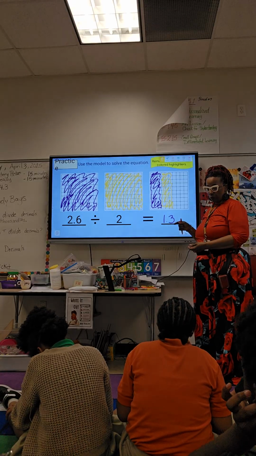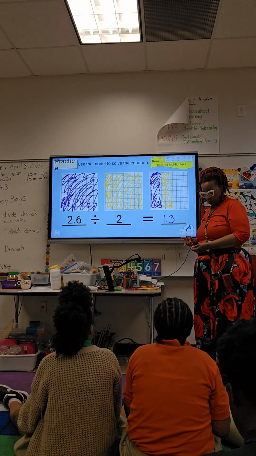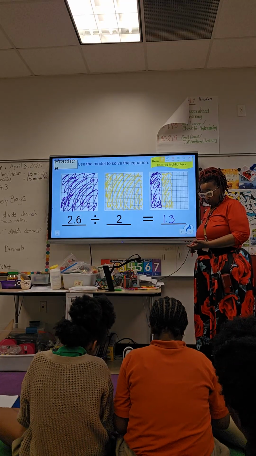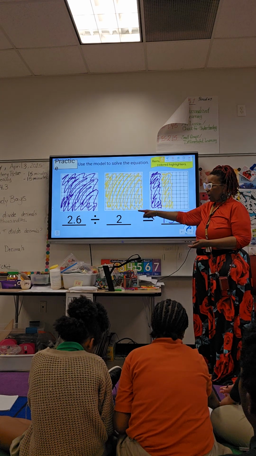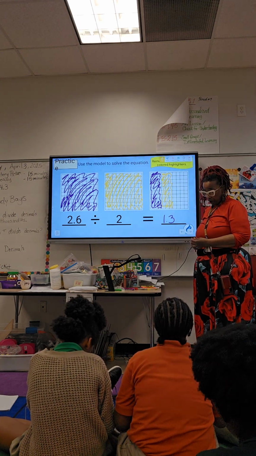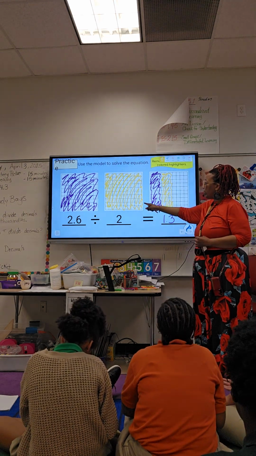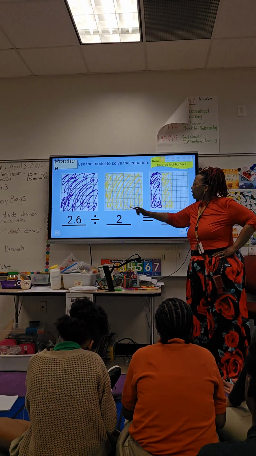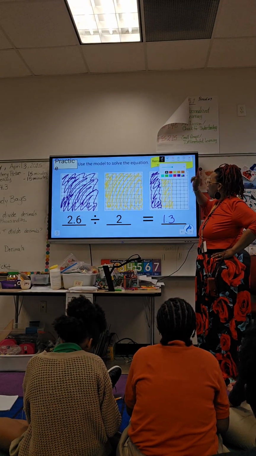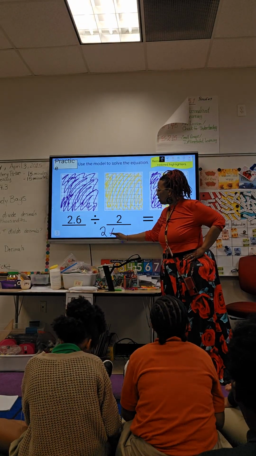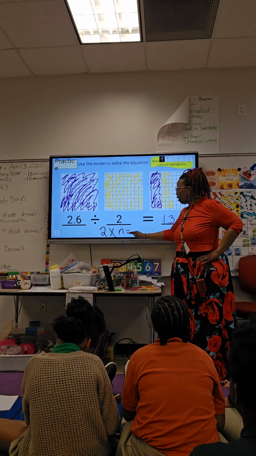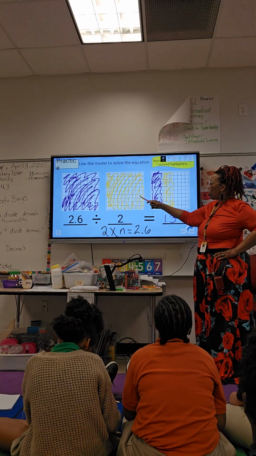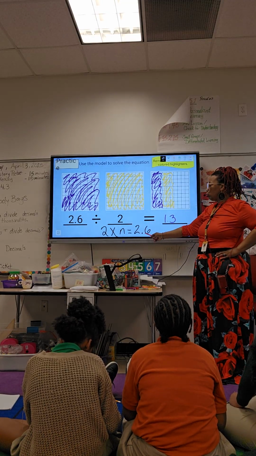The last question, remember, was 2 decimals. The last question was 2 decimals equal a whole. This is a decimal divided by a whole. Okay, so my answer is 1 and 3/10, which equals 2 6/10. Look, just go back, remind yourself, 2 times something equals 2 6/10. 1 3/10. If I do 1 3/10 2 times, it equals 2 6/10.